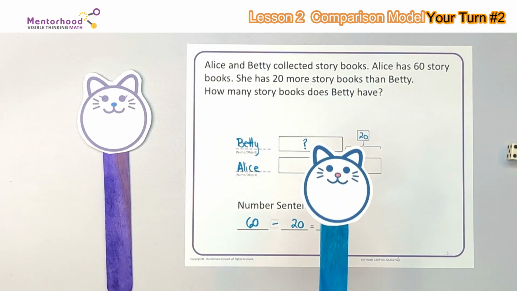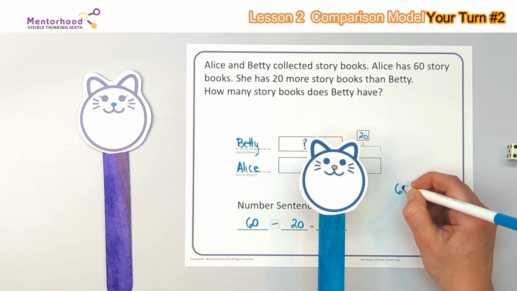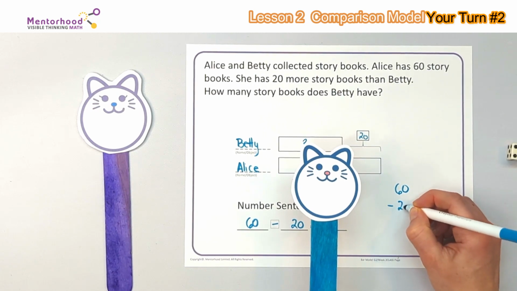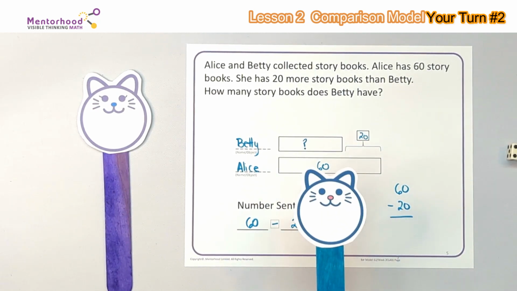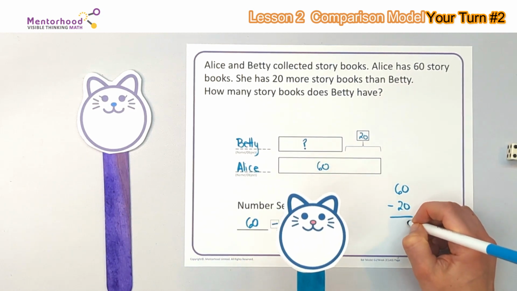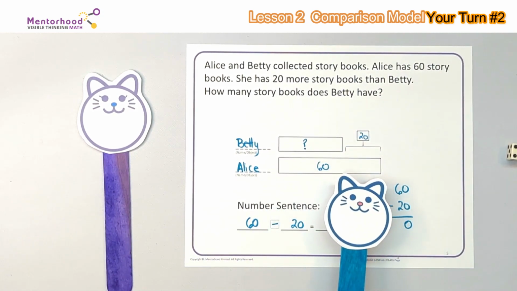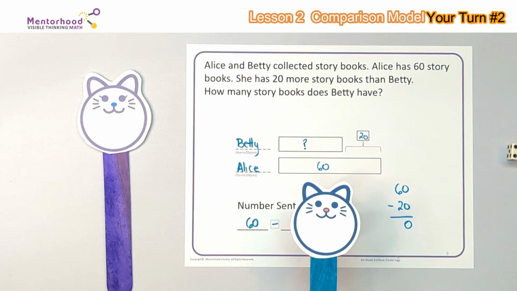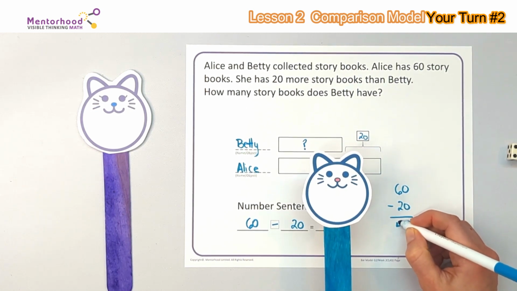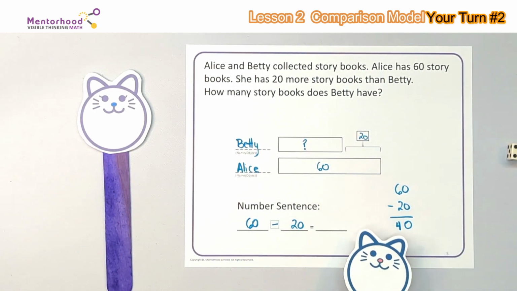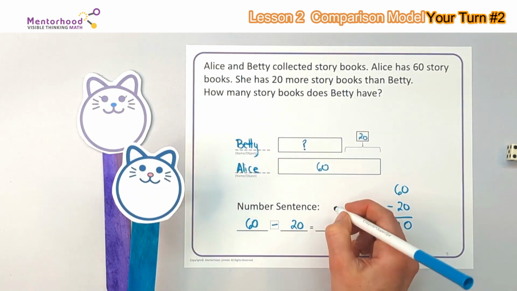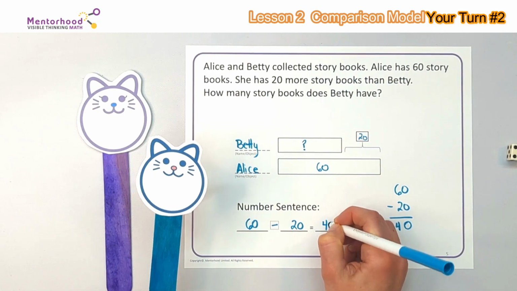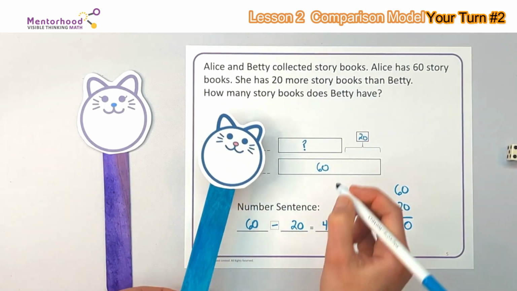Let's write that in column form. Zero minus 0. That's easy. That's 0. What about 6 minus 2? 4. So my answer is 40. Well, that was pretty easy. Let's write that in our number sentence. And let's put it in our bar model.